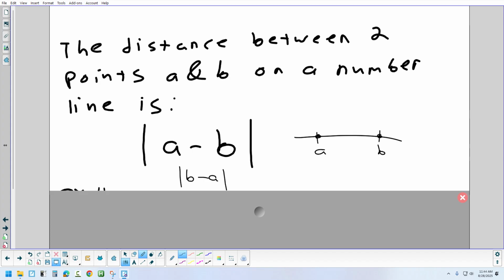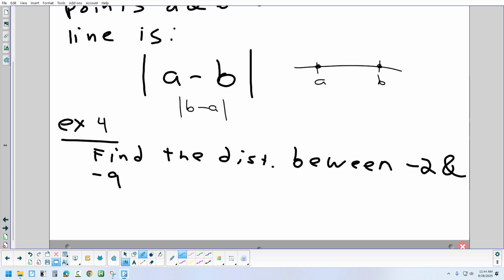Okay, so technically you could find the distance between two things either way. So if I wanted to find the distance between -2 and -9, think of -2 as A. Think of -9 as B. And plug those into your formula.